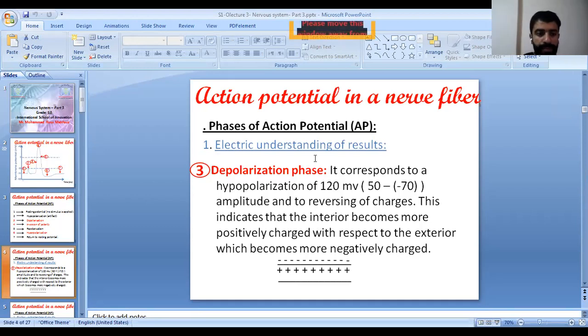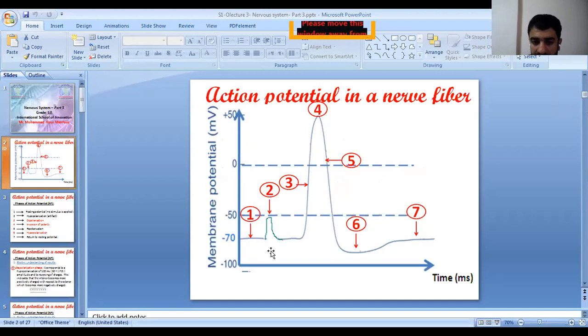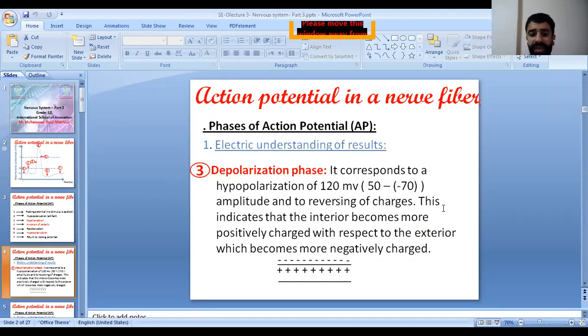So we moved from minus 70, as you see here, to about plus 50. So we moved about 120 millivolt. And this indicates that the interior of the nerve fiber becomes more positively charged than the exterior, which becomes more negative. That's why we move to the positive, since the interior becomes more positively charged.